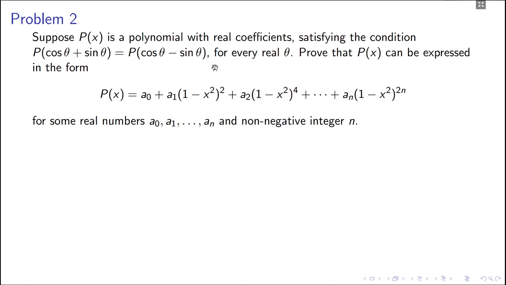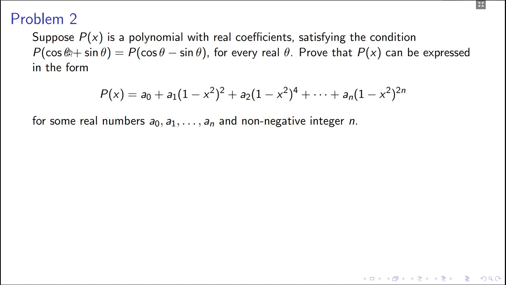So this is problem 2. There is a polynomial with real coefficients. It says P of cos theta plus sin theta is equal to P of cos theta minus sin theta for every theta. Then show that you can write P(x) in this form. Okay, so how do we do this?